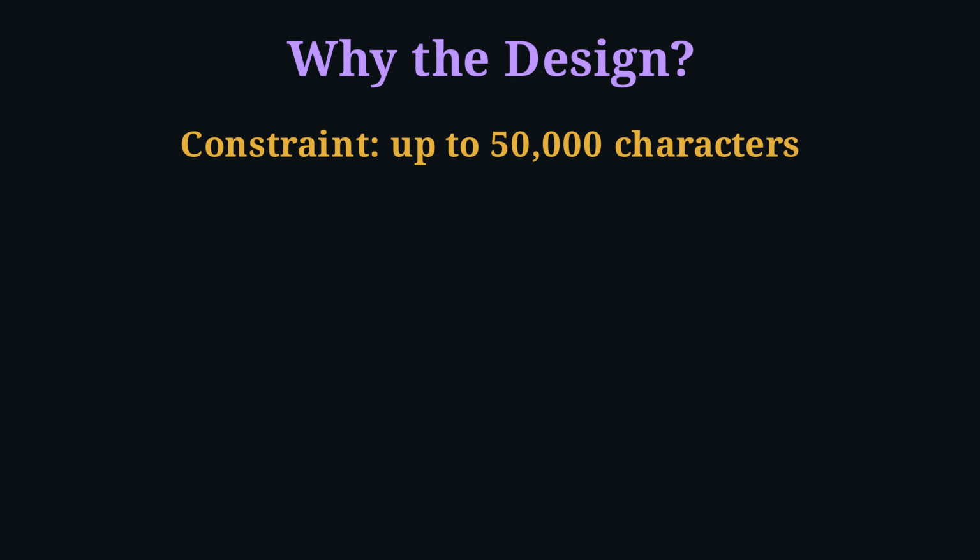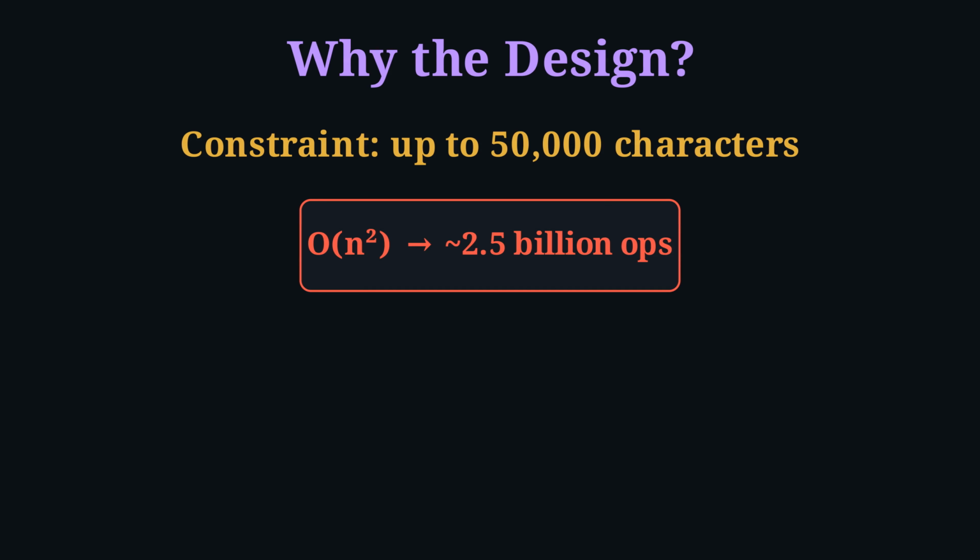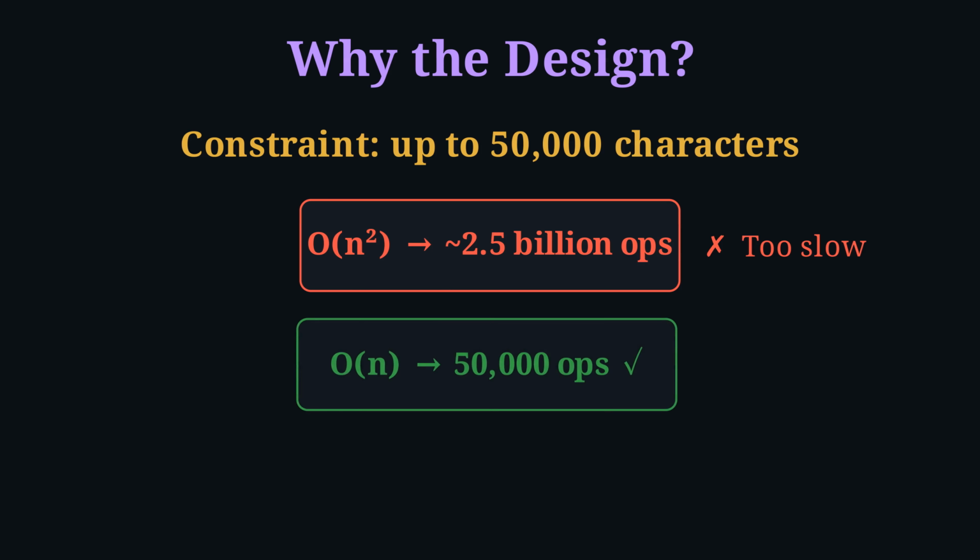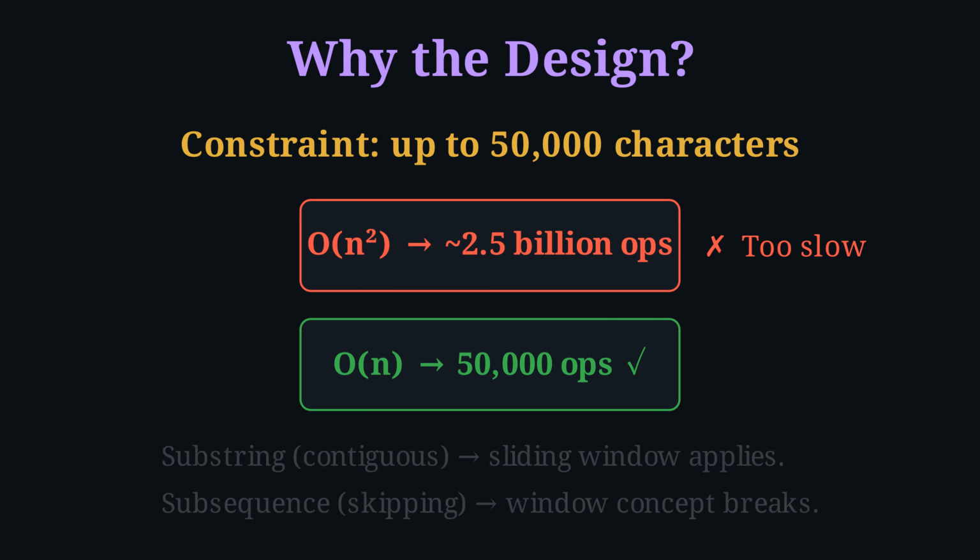Before writing code, notice what the constraint is telling you. Up to 50,000 characters. At that scale, an O of N squared approach, testing every possible substring, runs roughly 2.5 billion operations. Hard timeout. The constraint is a hint. The problem expects a linear solution. And the substring requirement, contiguous characters, is exactly what makes a sliding window work. If the problem allowed subsequences, you couldn't bound the window at all. The design is the clue.